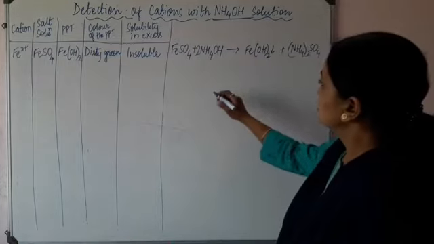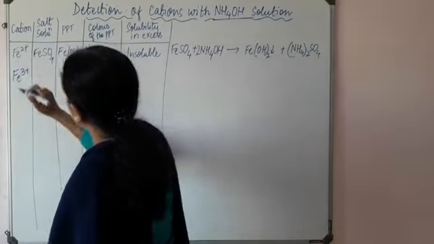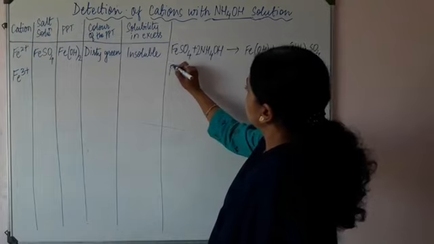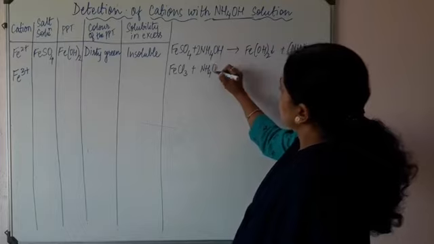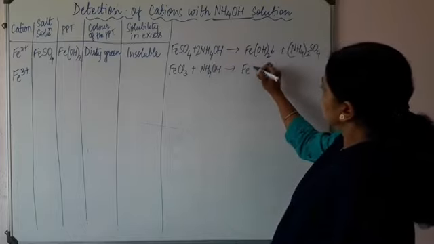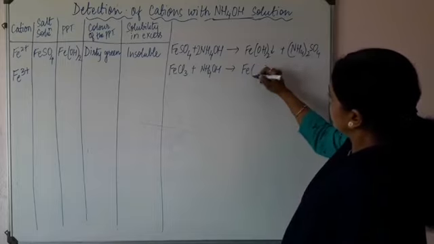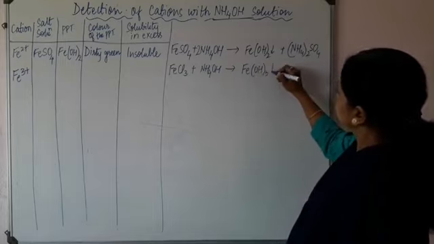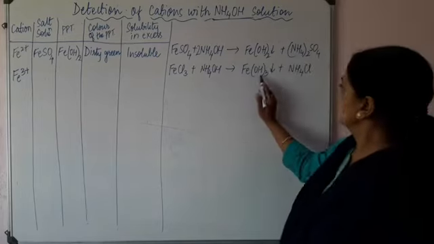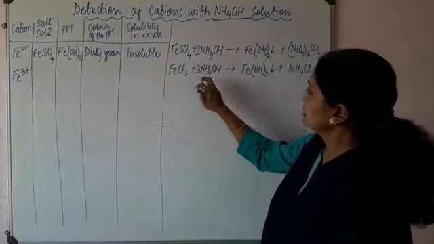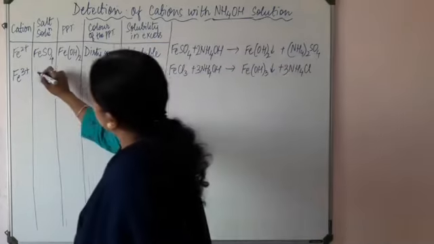Now next is ferric. In this we are taking ferric chloride, adding excess NH4OH. So what happens, we are getting a reddish brown precipitate, and we will get here ferric hydroxide and NH4Cl. Now we will balance it. Here this is 3, so put 3 over here. Now both are 3, we put 3 here. So it is balanced.